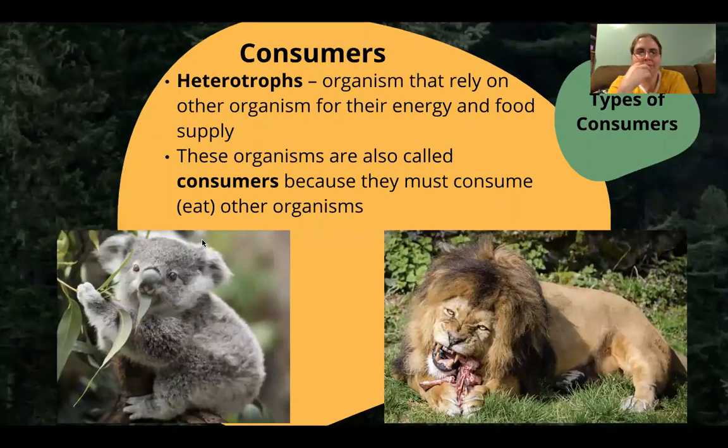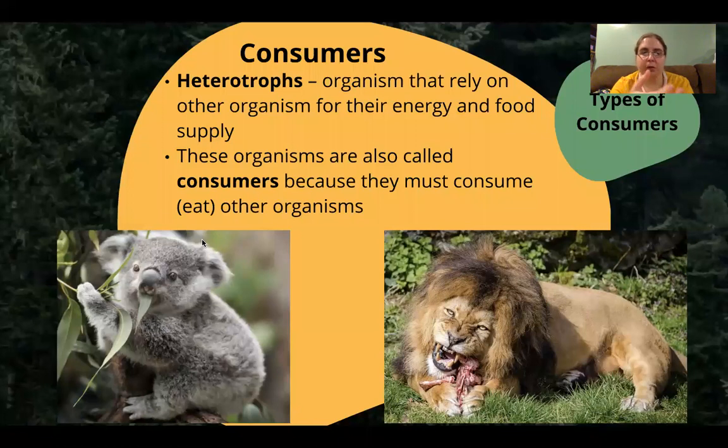All right. Consumers. Consumers, or heterotrophs, are organisms that rely on other organisms for their energy and food supply. So hetero means different, troph feeding. So they are organisms that feed on others or on different organisms.